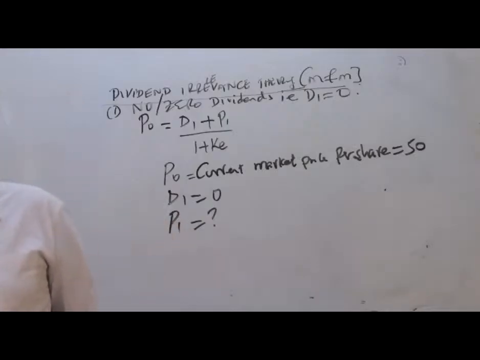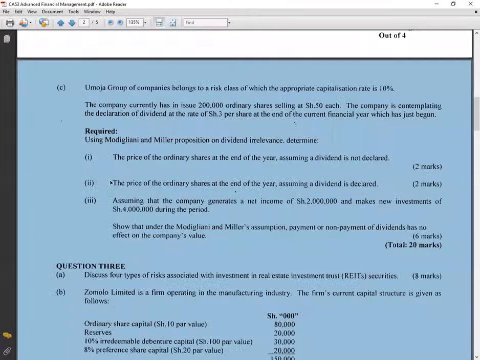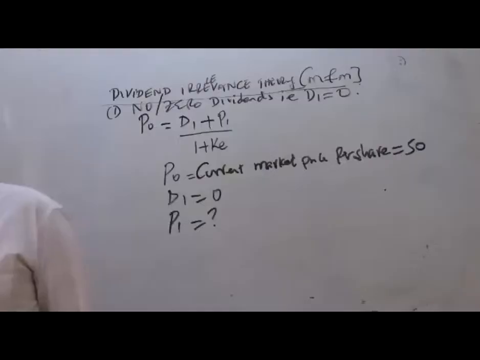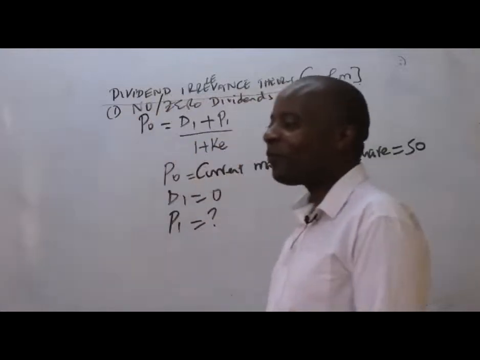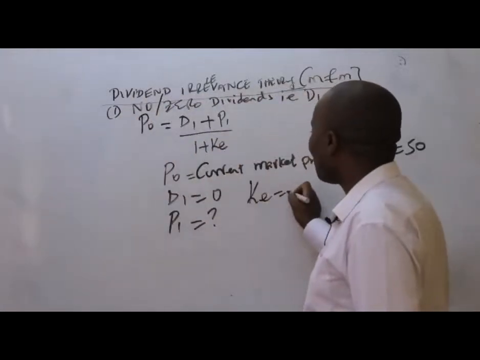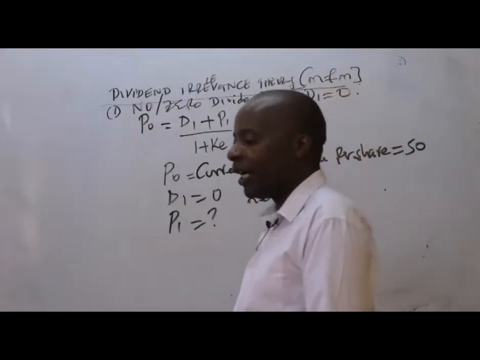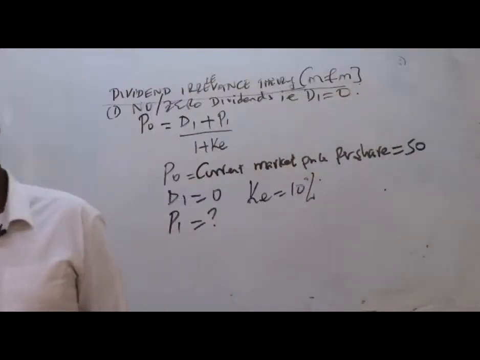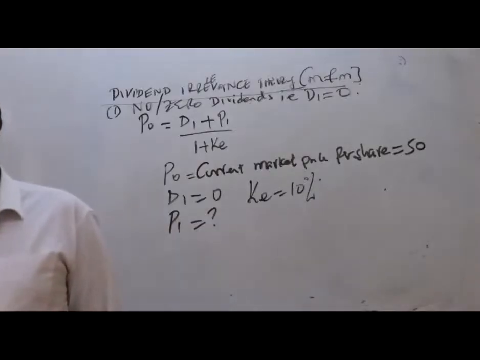If you read the question, what they're telling us is the price of the ordinary shares at the end of the year. P1 is what they want us to look for. But fortunately, we know from up there that our KE is 10%. So they want us now to give them P1.